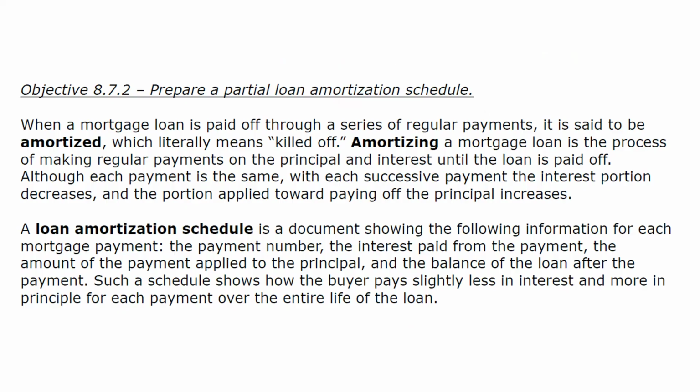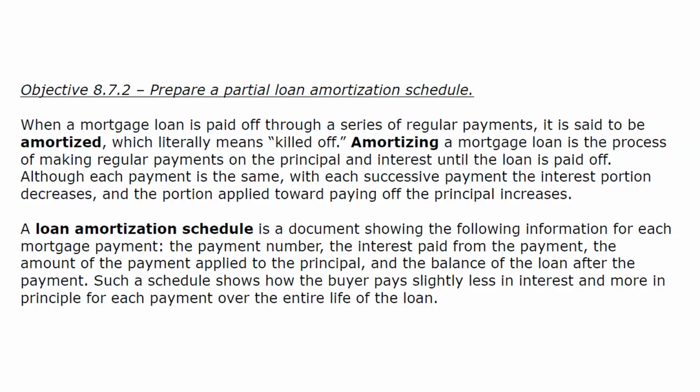All right, Objective 2, prepare a partial loan amortization schedule. When a mortgage loan is paid off through a series of regular payments, it's said to be amortized, which literally means killed off. Amortizing a mortgage loan is the process of making regular payments on the principal and interest until the loan is paid off. Although each payment is the same, with each successive payment, the interest portion decreases, and the portion applied toward paying off the principal increases.